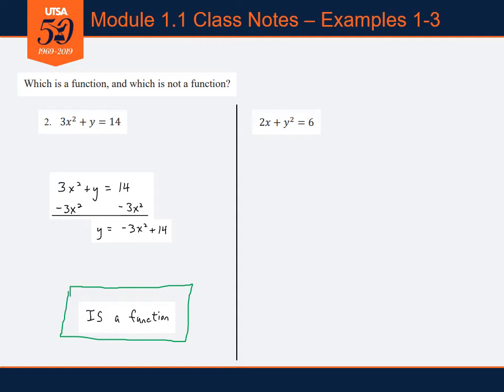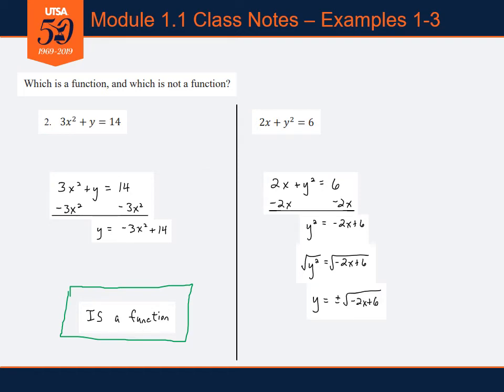2x plus y squared equals 6. If we try the same approach, try to solve for y here, I would subtract 2x on both sides, leaving me y squared equals negative 2x plus 6. And then to get y by itself, I need to get rid of that square, so I take the square root on both sides. And then I have to remember the rule that says when I take the square root on both sides of an equation, I end up with plus or minus. Y is equal to plus or minus the square root of negative 2x plus 6.